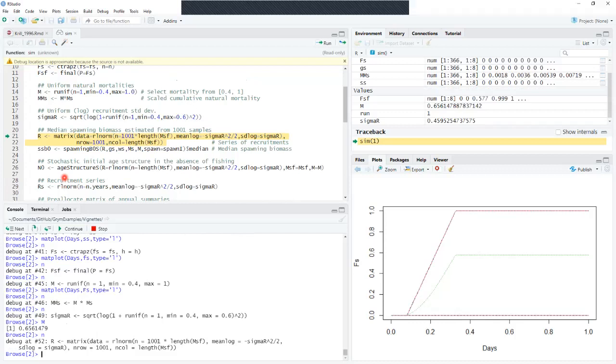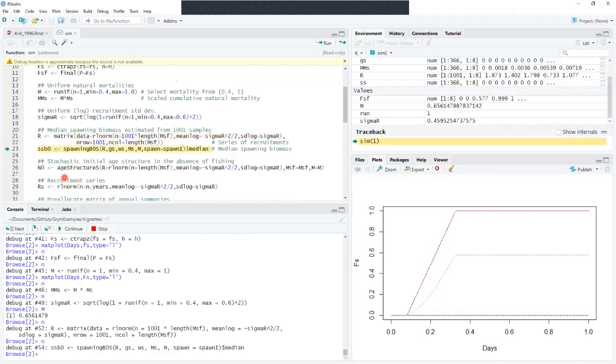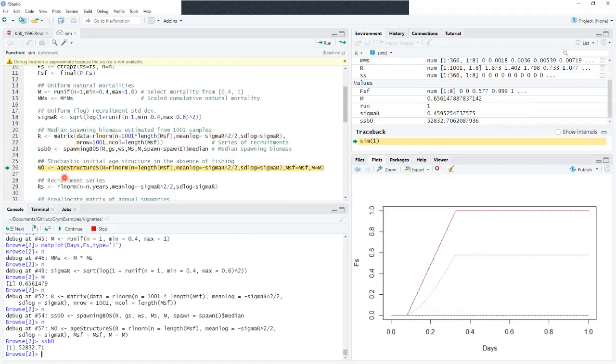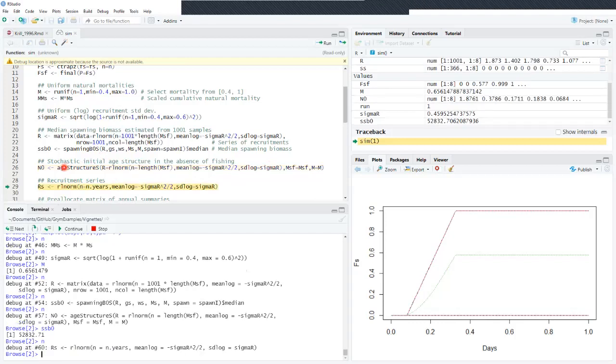Okay, this creates many recruitment series and then uses those to estimate the median spawning biomass, SSB0. So if you look at that, that's quite a large number. And again, there's some weird unit thing going on that I don't quite grasp, but I've just kind of taken the numbers from the paper. Similarly, we simulate a bunch of recruitments and get an initial age structure.